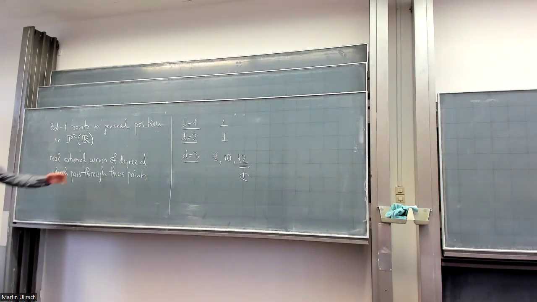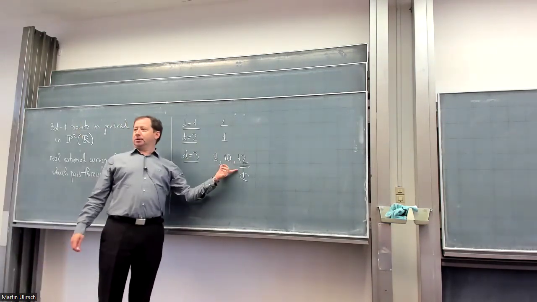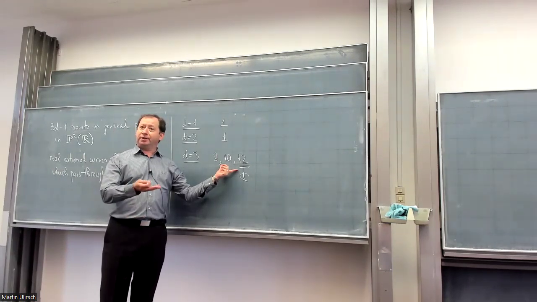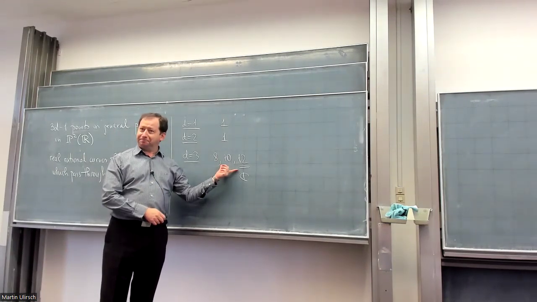Of course, the number of real solutions to our enumerative problem cannot be bigger than the number of complex solutions, right?